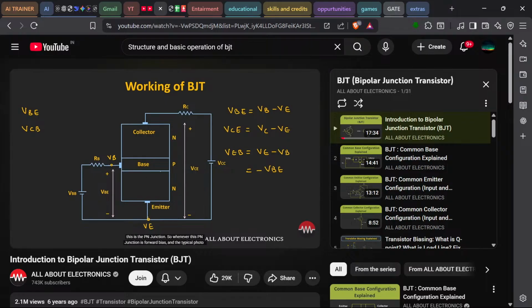Now, if you notice over here, this is the PN junction. So whenever this PN junction is forward biased, then the typical forward voltage drop across this diode is in the range of 0.6 to 0.7 volt. That means whenever we forward bias this base emitter junction, then the typical voltage drop between this base and the emitter junction will be roughly around 0.7 volt.